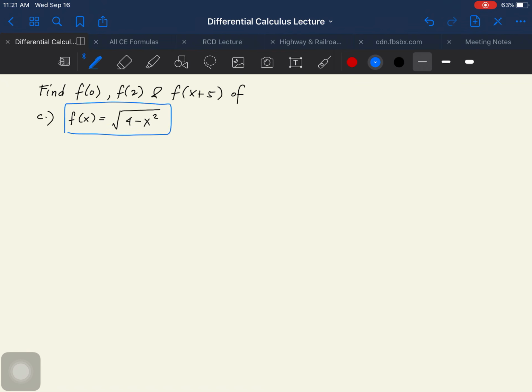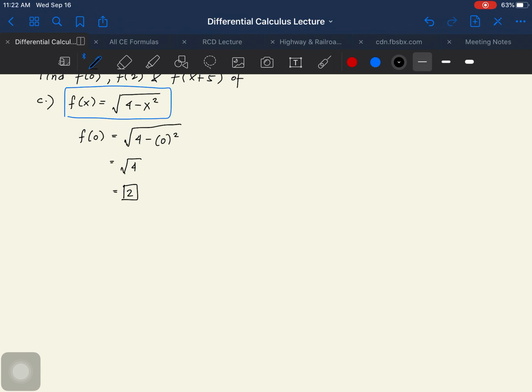So let's do the operation. Always remember, this is the original equation. We will be looking for the value of f of 0, so we substitute the value of x with 0. Again, the parentheses. Never ever forget the use of parentheses. You get the square root of 4, because 4 minus 0 is 4. The square root of 4 is, yes, 2. Right?